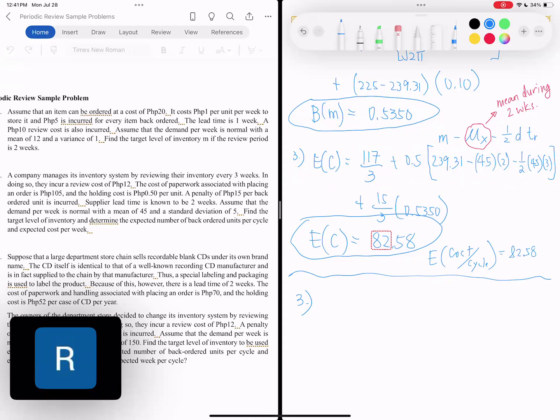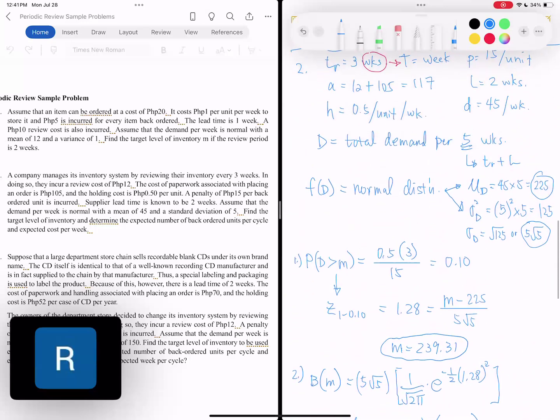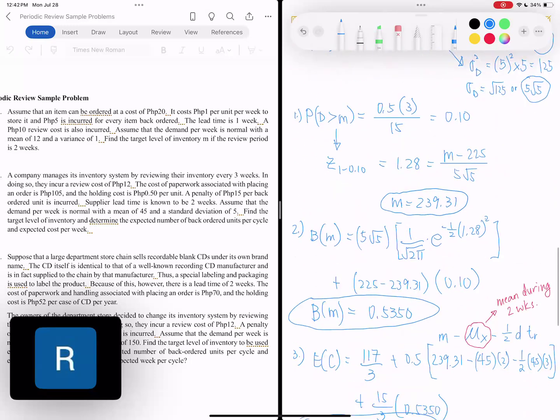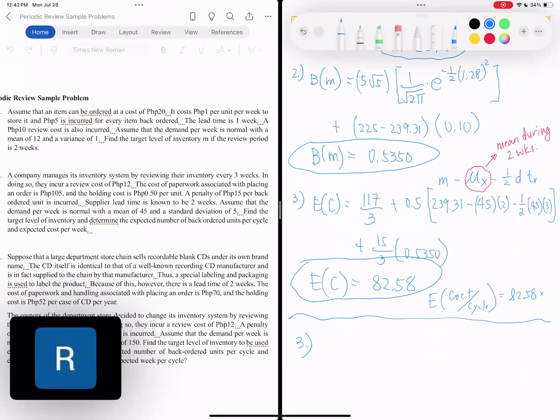What is one cycle? Go back here. One cycle here is TR plus L, which is 5 weeks. So all you have to do is multiply this by 5. What is the answer? 412.9. Yes. So that's it, easy as that. It depends on what I ask, right? But I hope the time frame of the problem is clear to you, especially what to use in the expected cost formula.